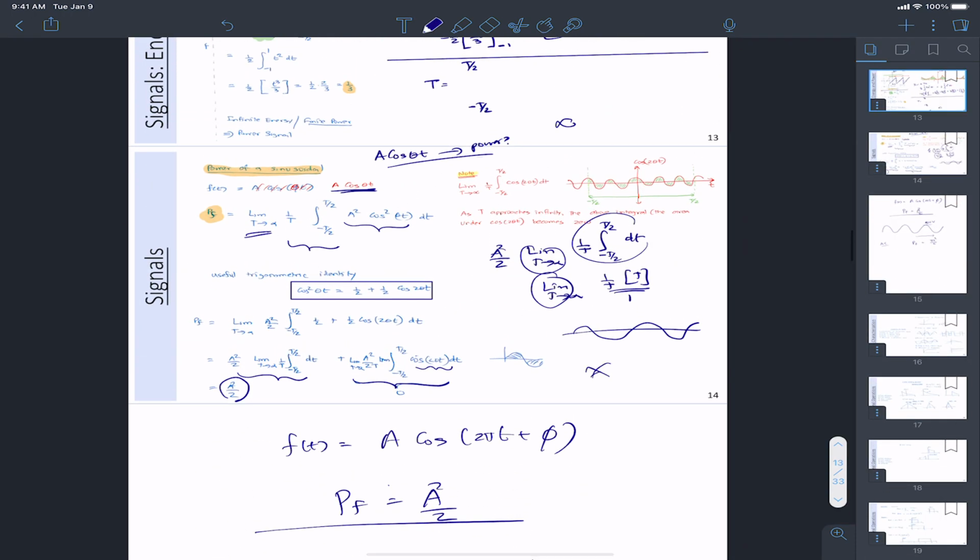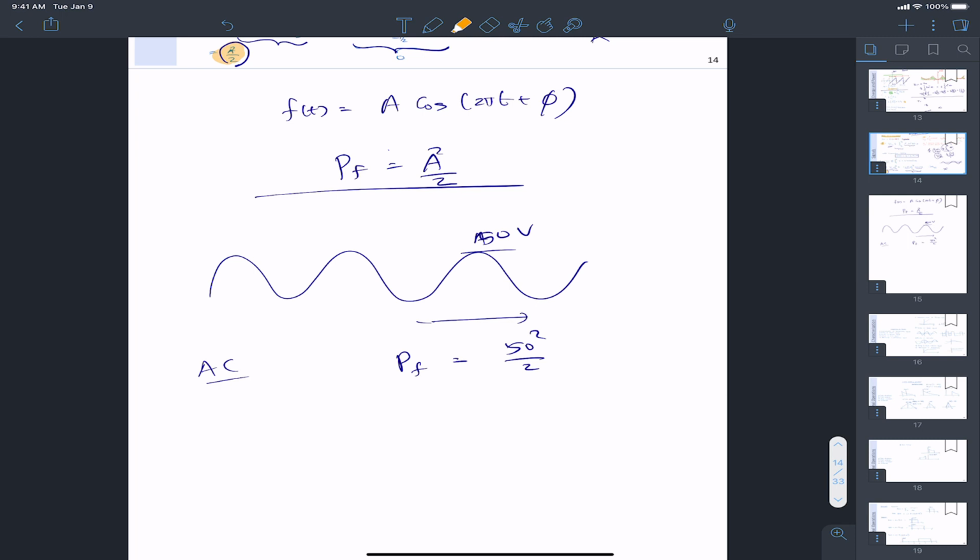So that's where it is coming from. It is coming from here. It is coming from this definition that we just studied. Particularly, it is coming from here. That is how we compute the power of an AC signal.